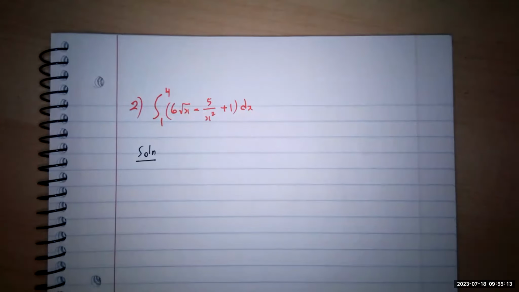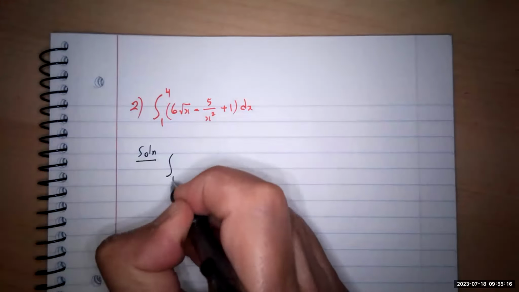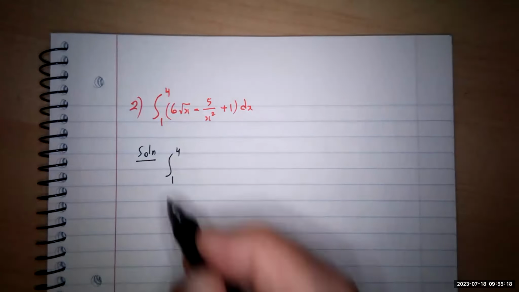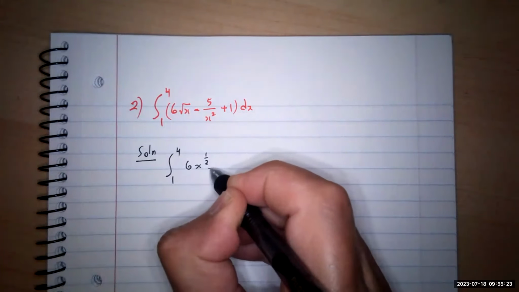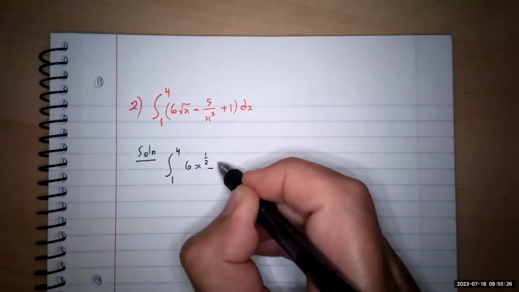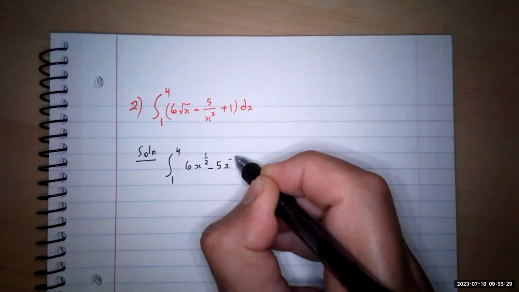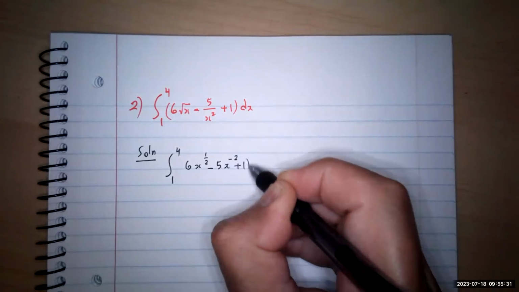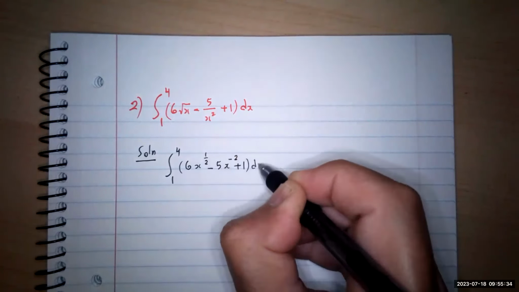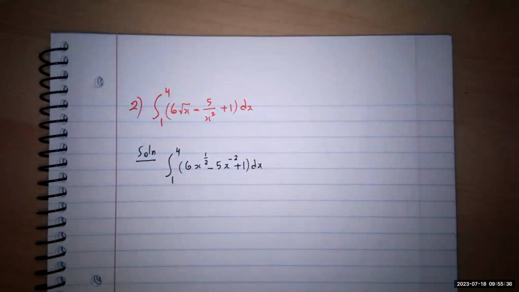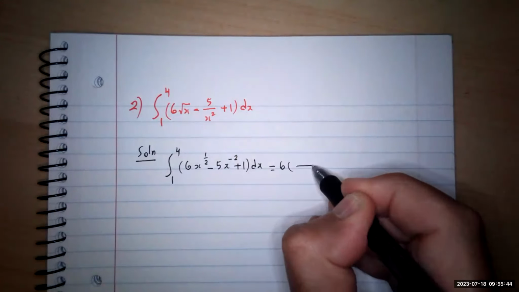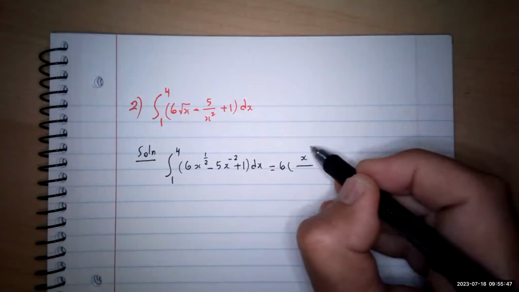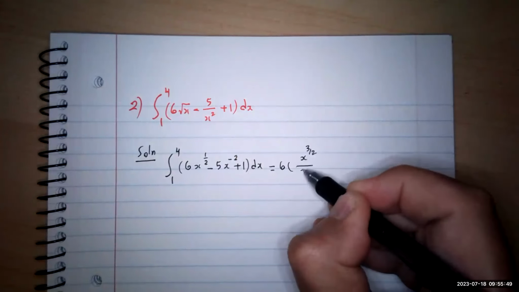Rewrite it. So if you rewrite it, that give you 1 to 4. It's going to be 6 x to the half minus, you see, you move this one up, minus 5 x to the negative 2 plus 1 dx. That's it. Now integrate it. Equal to 6 is the number. Add x to the 1/2 plus 1, 3/2, divided by the 3/2. Done.